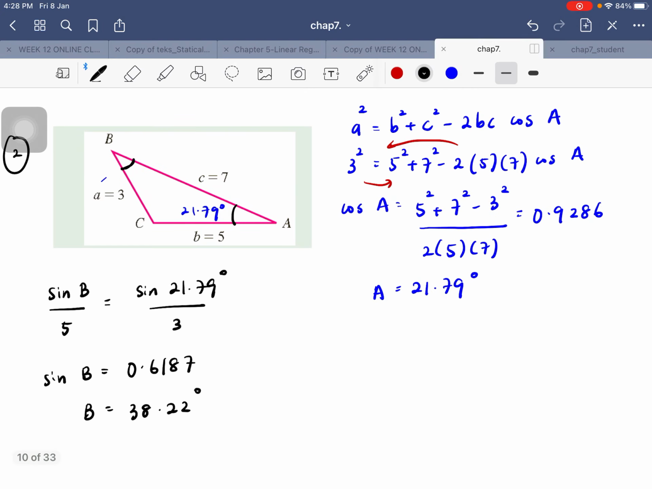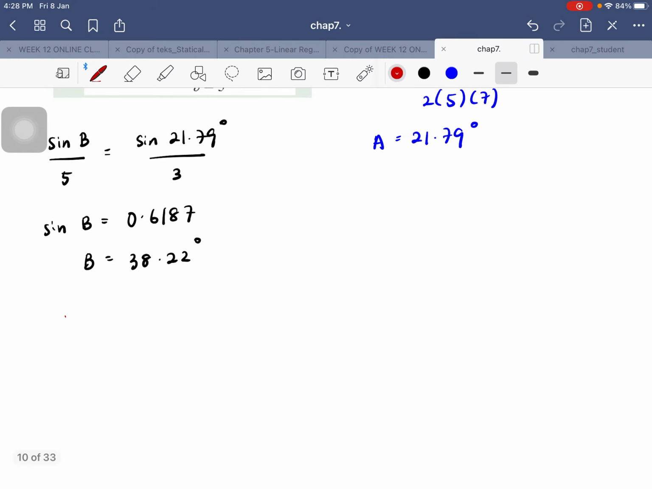Now that I already know A, I already know B as well, which is 38.22 degrees. In order to find C, all I have to do is use the fact that the sum of the angles is going to be 180. So C is going to equal 180 degrees minus 38.22 degrees minus 21.79 degrees. So 180 minus 38.22 minus 21.79. That is going to give us a value of 119.99 degrees.